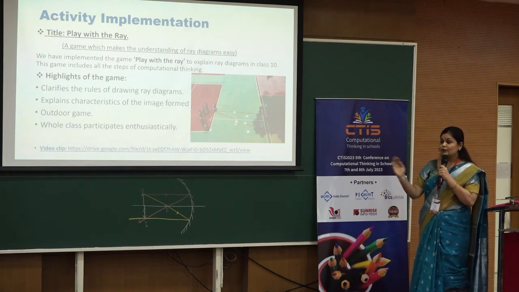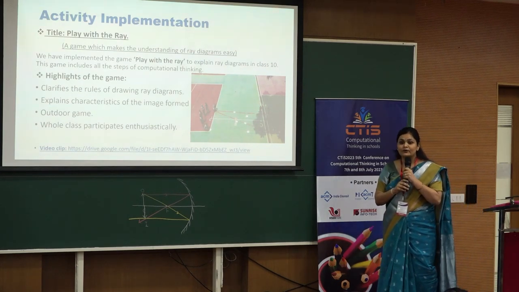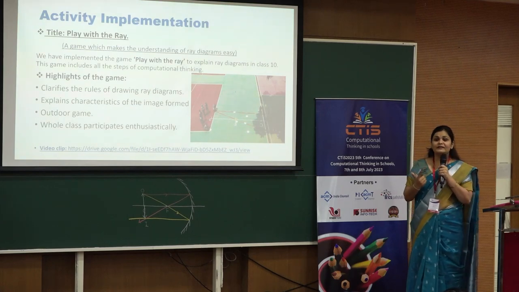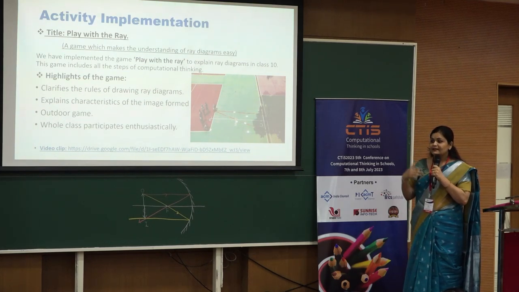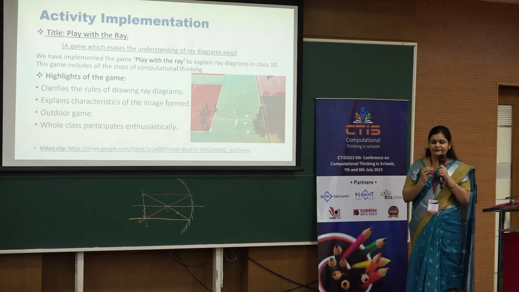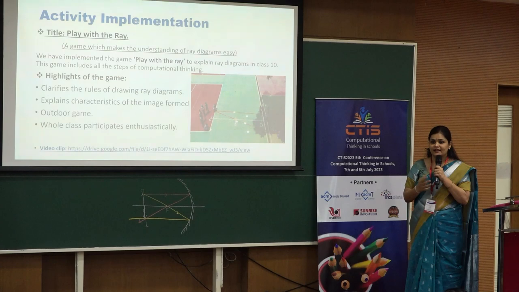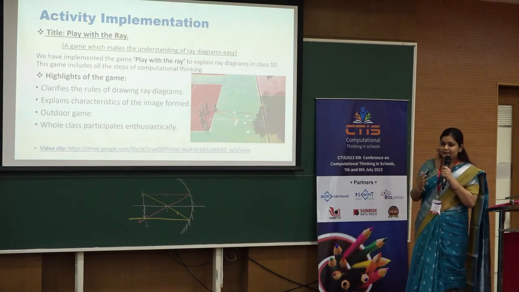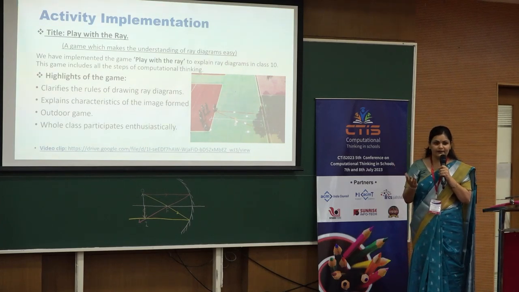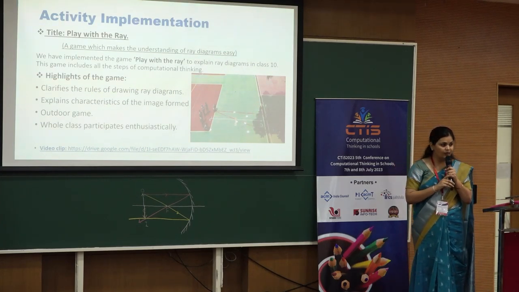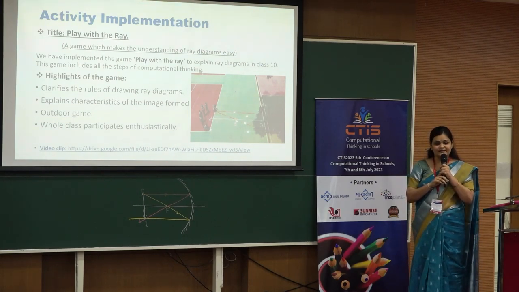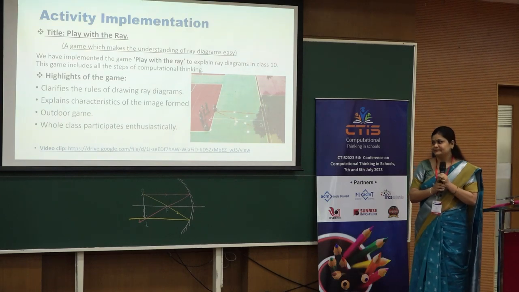Once everything is done, the opposing team will come forward and ask some questions, like what will be the nature of the image? What would be the position and size of the image? The other team members use logical thinking to answer and to identify the nature, position and size of the image. The opposing team will accept their answers and refer to the reference table in order to tell whether the answer is wrong or right. If the answer is correct, they will be awarded 10 points and in this way, evaluation is done.